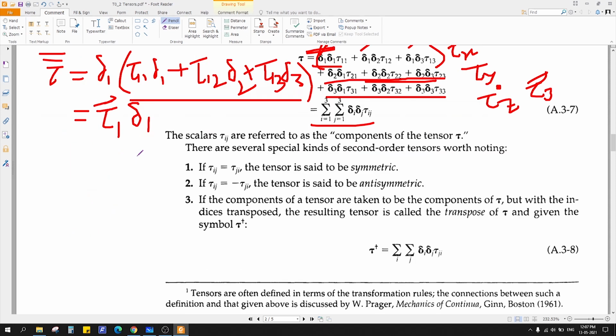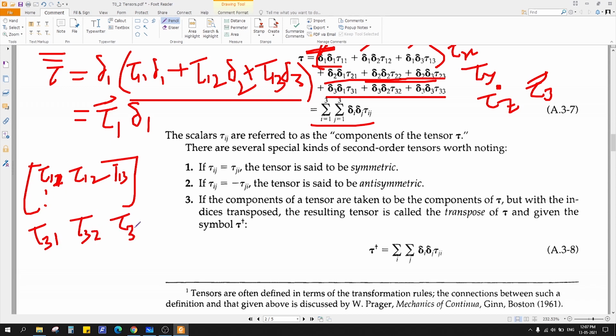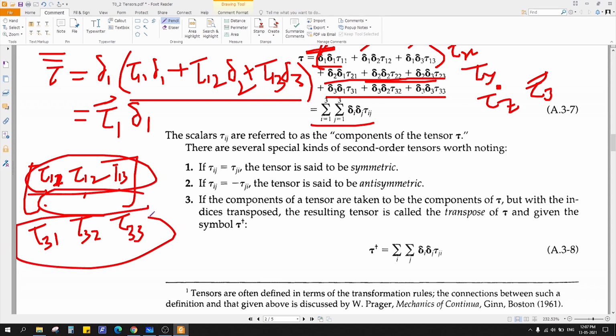Okay. You can also write the tensor in the matrix notation. Okay. So tau 11, tau 12, tau 13. Here it is a third row, so tau 31 and first component, third row, second component. I will continue. So this is your first vector, this is your second, this is your third, right?